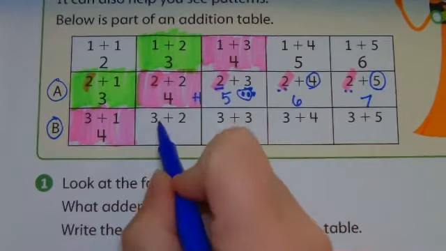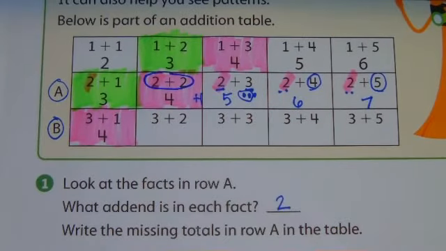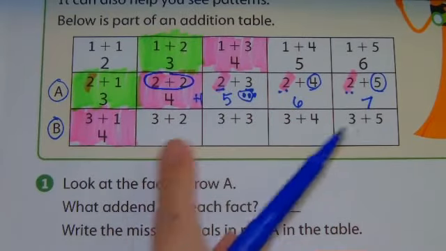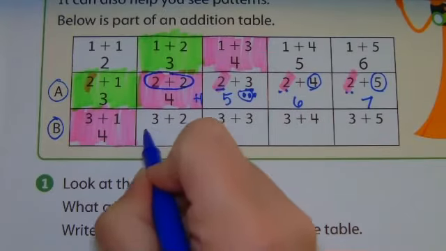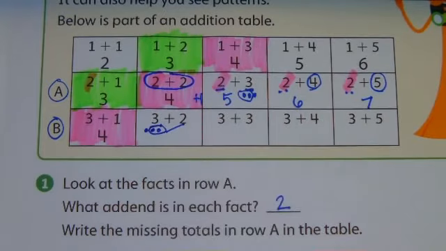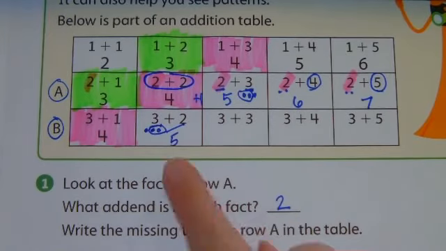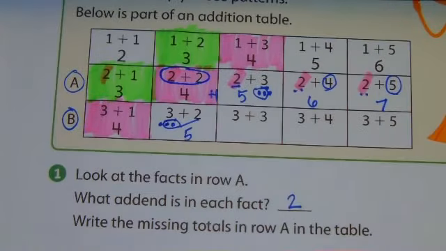Okay. So here we have 3 plus 2. I can use the 2 plus 2 to solve this one, right? Because in the number 3, I have 2. 2 plus 2 is 4, and 1 more is 5, right? So now I have 5, 5, 5.